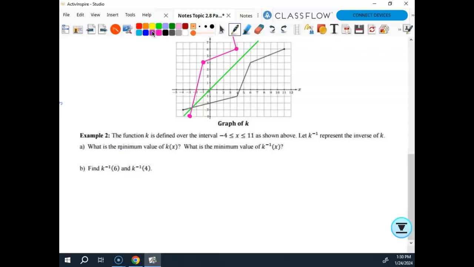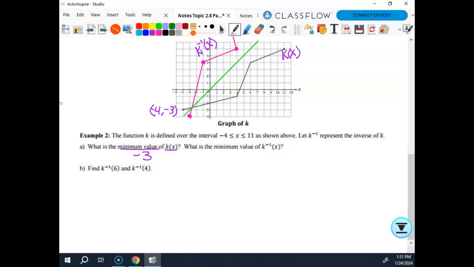So now let's see what this is asking us here. It says, what is the minimum value of k of x? Well, this is the graph of k, so this is k of x. This is k prime of x. Not k prime, oh my gosh. K inverse of x. On my k graph, the minimum point is right here. The value is always the y value. The location is the x value, because the ordered pair here is -4, -3, right? And so it's at -4, but the minimum value is -3. Everybody okay with that? That's old business there.